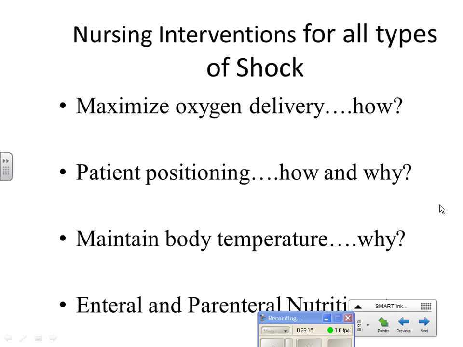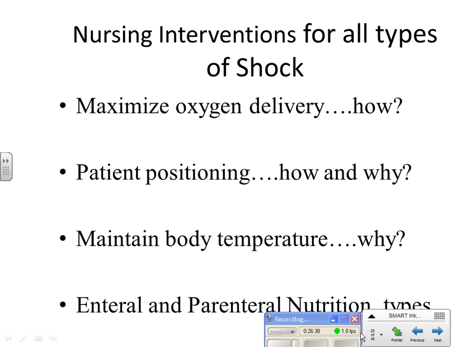And because most of our patients in shock are going to be on ventilators, many of our patients need enteral and parenteral nutrition, because we have to get nutrients to the cells that are struggling with lack of oxygen, lack of nutrients.